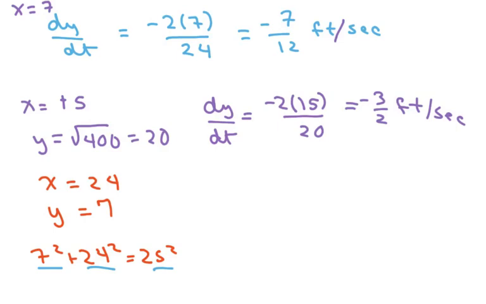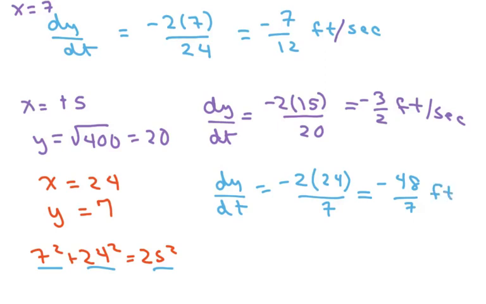So now we're going to use our formula. Derivative of y with respect to t equals negative 2 times 24 over 7, which equals negative 48 over 7 feet per second.